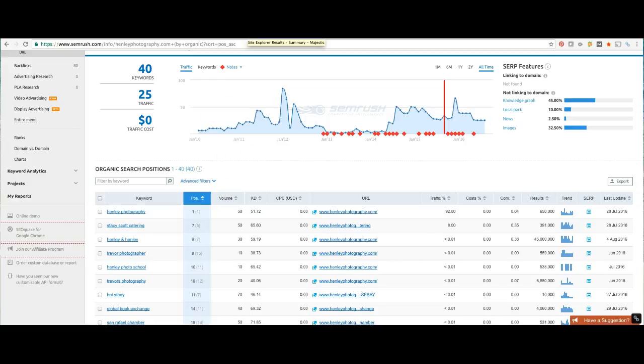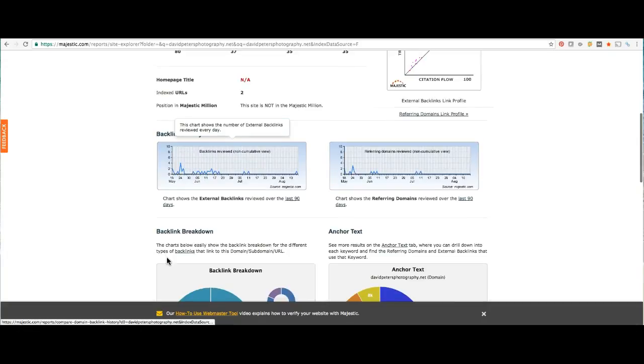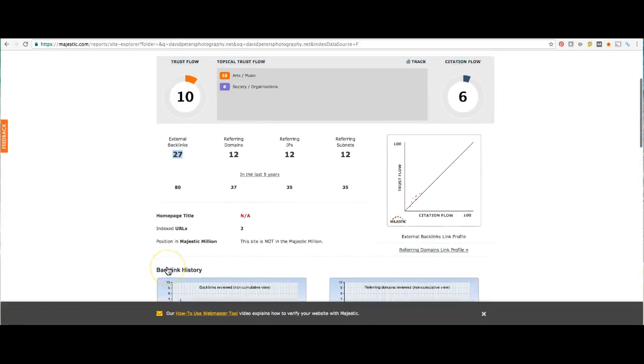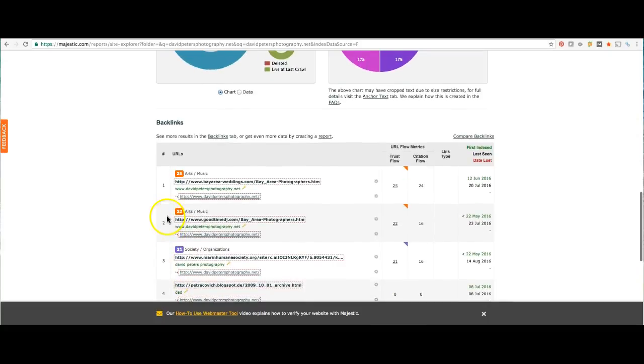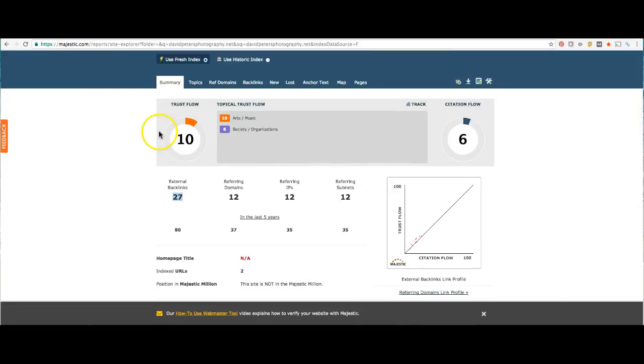Now, going and looking at the backlinks, which we talked about earlier, right? David Peters photography.net, he's got not a whole lot. If you kind of look at it, he's got 12 referring domains and about 27 links coming back to his site. And it's possible that, again, we're going to just look at it quickly. Some of the links that are coming to a site are coming from sort of what Google would consider as high, more trustworthy sites.